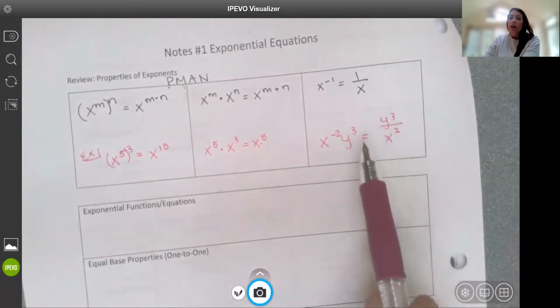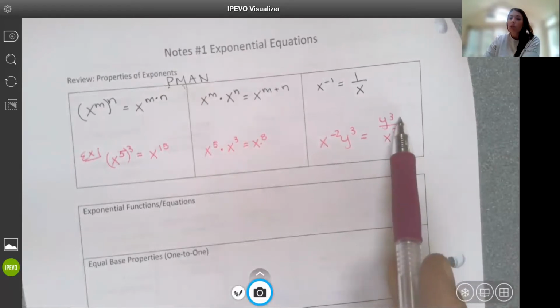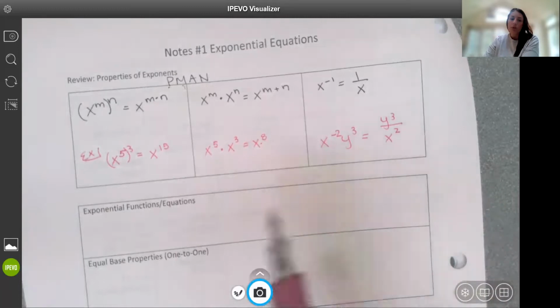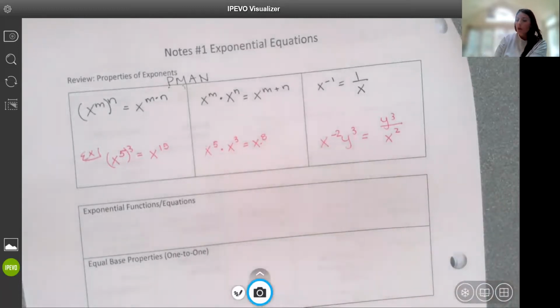And for what we're doing now for our exponential equation, we're actually going to be working opposite of that, where I can take something from the denominator and bring it to the numerator, and it's just going to make that negative. Okay, so just knowing that we can kind of work both ways there.